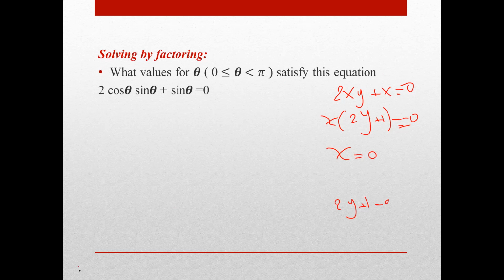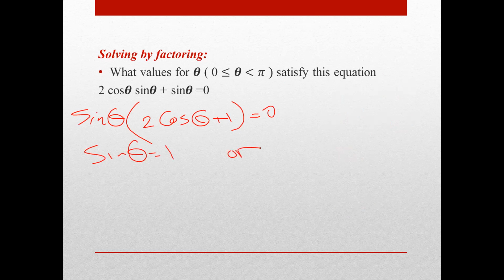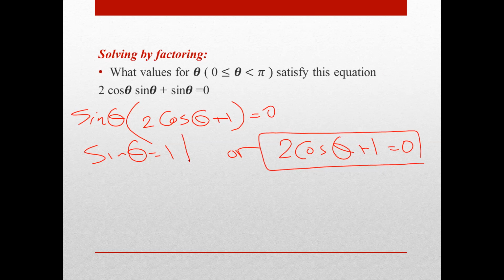Now, here's the same idea. 2 cosine theta sine theta plus sine theta equals 0. Can I take sine theta as a common factor? Yeah, let's try. Sine theta as a common factor. You will have sine theta times 2 cosine theta plus 1 equals 0. So sine theta is 0 or 2 cosine theta plus 1 is 0. So now I have two equations. Now where is sine theta equal to 0? At which angles?